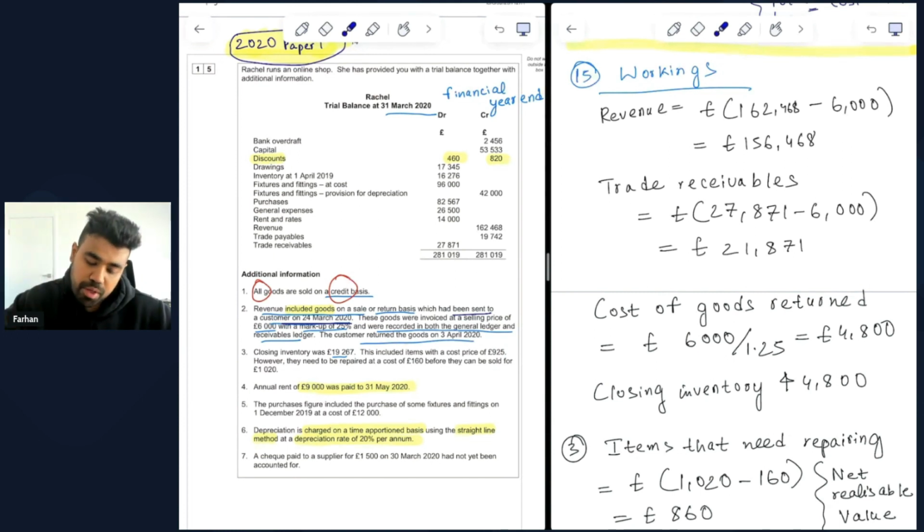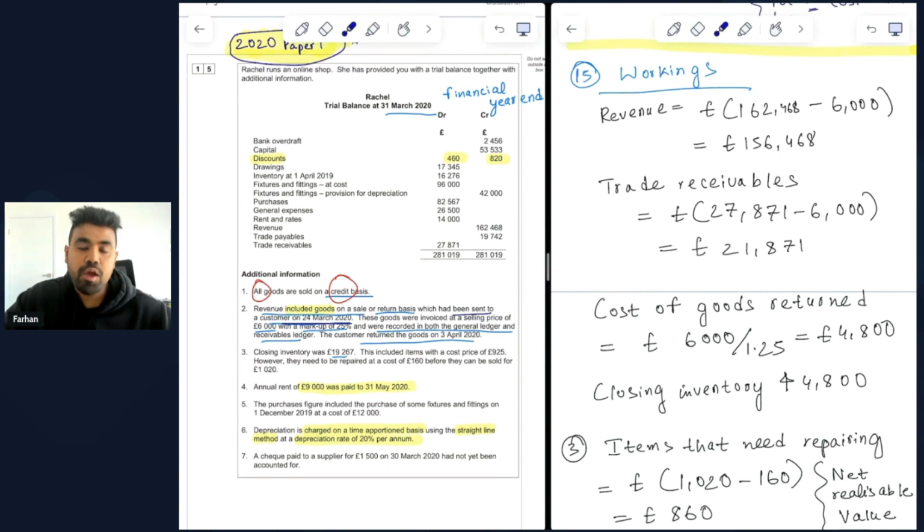So starting with the revenue figure on the right hand side of the screen, we took the balance that we were given in the trial balance of £162,468, which is this figure here. And then from there, we subtracted £6,000, which was the value of the sales that we have made to the credit customer. And we get a net revenue of £156,468. The £6,000 here refers to the sales returns or the return inwards. And the final answer for revenue of £156,468 that we have refers to the net revenue.